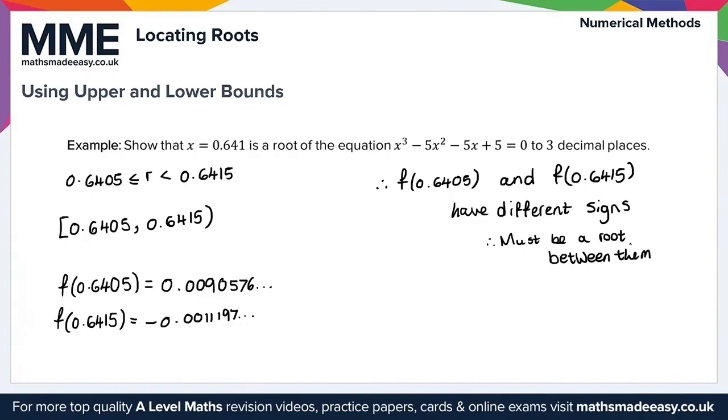And any value between these values rounds to 0.641 to 3 decimal places. So in that case, we know this root is correct. And that gives us the solution to our example here, and that gives us everything we need for using upper and lower bounds, and that concludes this Maths Made Easy video on locating roots.